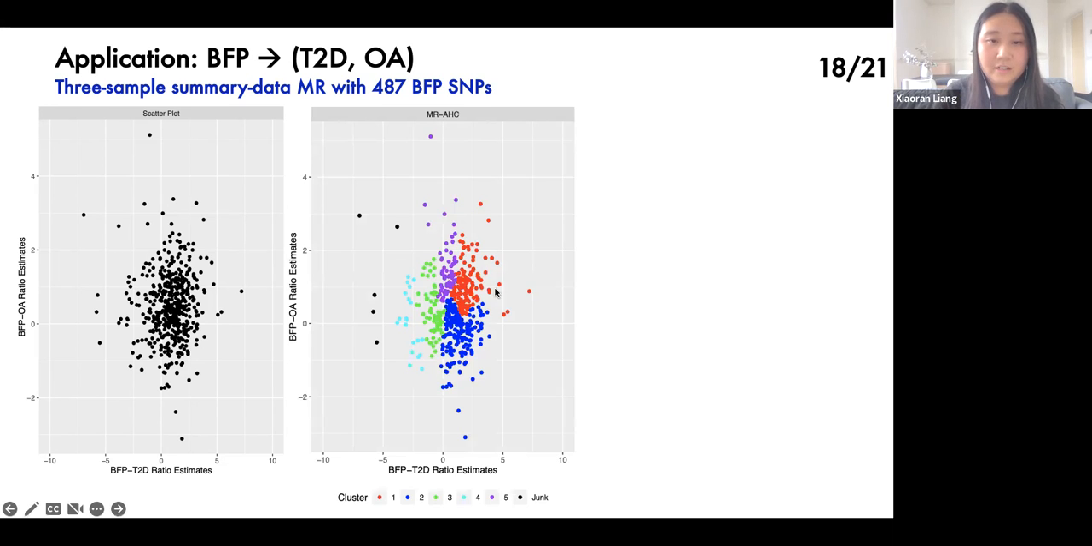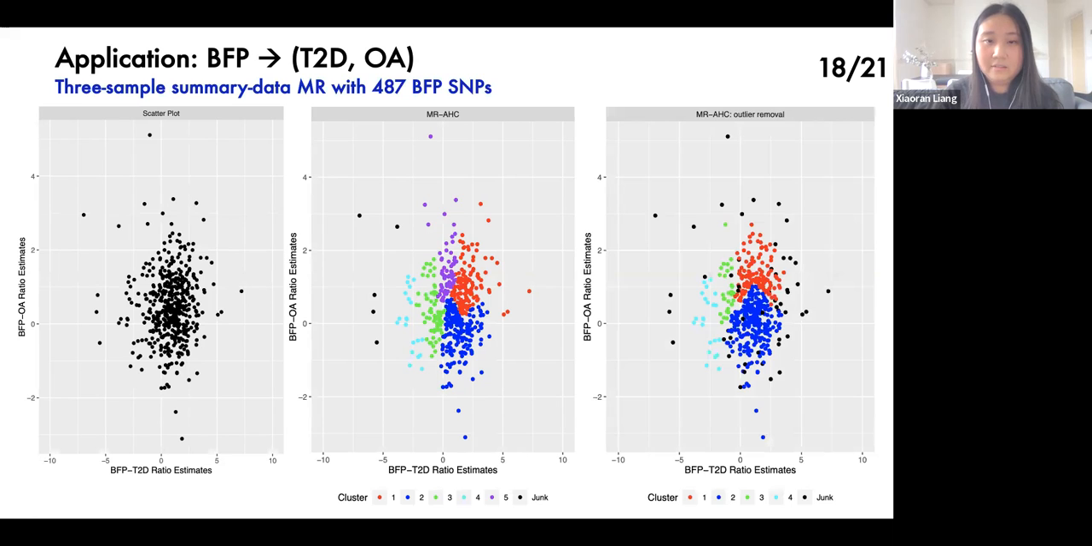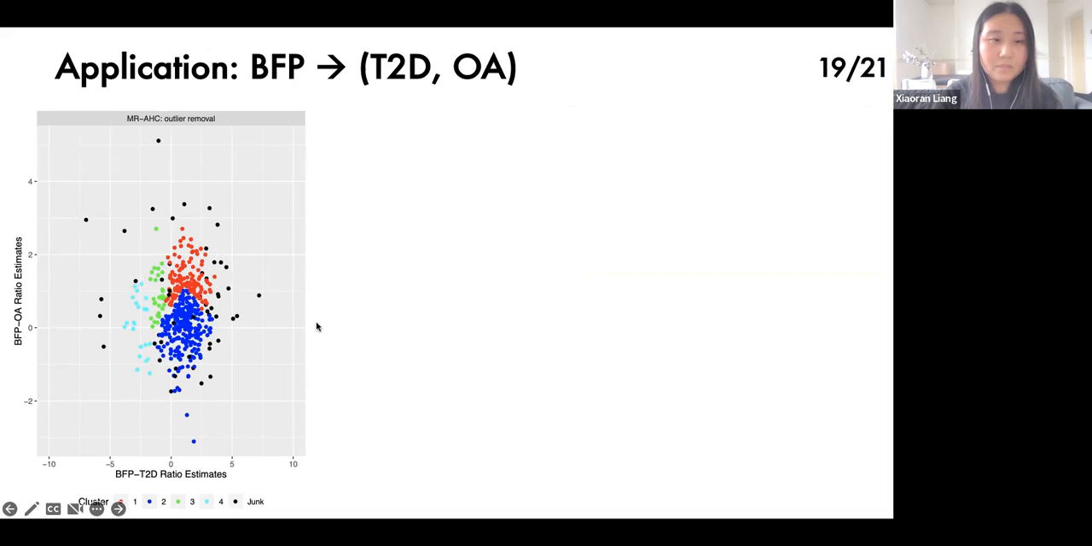Okay, so this figure shows the cluster results using our method. So we can see that we identify 5 clusters with different causal effects on the condition pairs. And again, we adjust our method using the 2-step outlier removal procedure. So after we remove the outliers and redo clustering, we identify 4 clusters that indicate different causal effects from the common exposure to the pair of conditions. Okay, so we base our analysis on the outlier-removed results with 4 clusters.